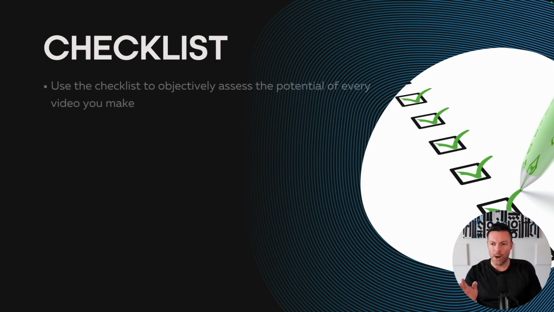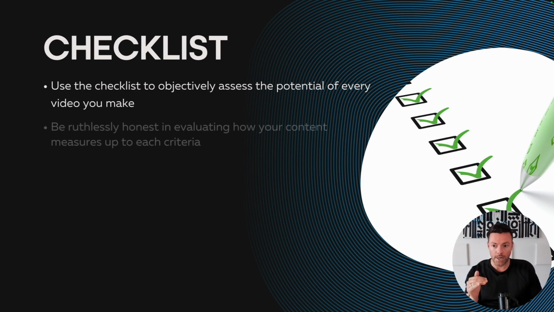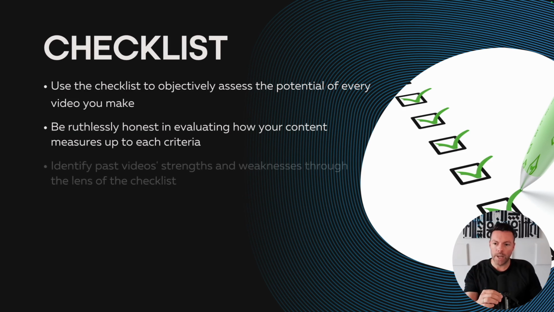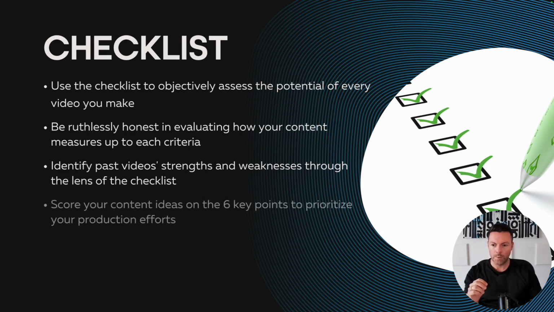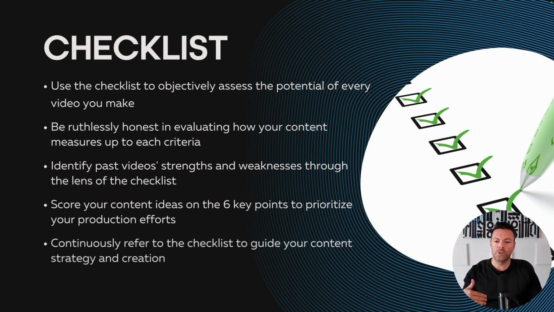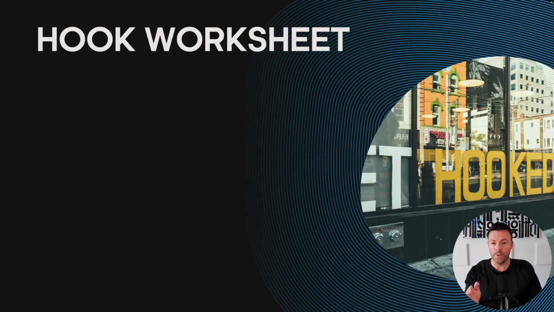All right, let's talk about the checklist now. Use the checklist below this video to objectively assess the potential of every single video you make. Do not even think about making a video before you go through this checklist, okay? Be ruthlessly honest in evaluating how your content measures up to each criterion. Identify past video strengths and weaknesses through the lens of the checklist. So if something didn't work or it failed, go back through, look at the checklist, and ask yourself, did you really check this off, or did you kind of miss something there? Which is totally fine. We just fix it next time. Score your content ideas on 6 key points to prioritize your production efforts, and continuously refer to the checklist to guide your content strategy and creation. Okay, it's going to help you immensely if you do this.